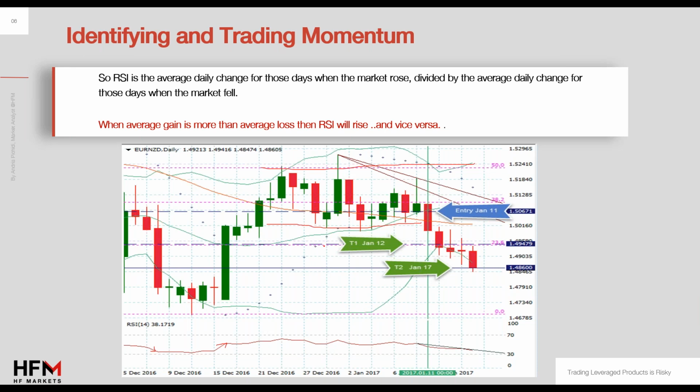So that candle over here, a strong bearish candle which broke our low, in which we have seen the RSI start falling, was an indication of increasing negative momentum. So increasing negative momentum suggests that the sellers are gaining control.